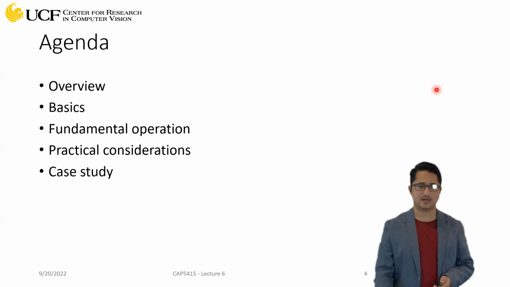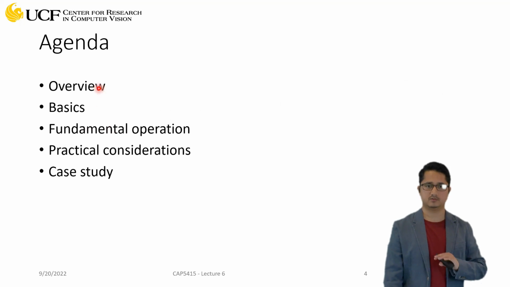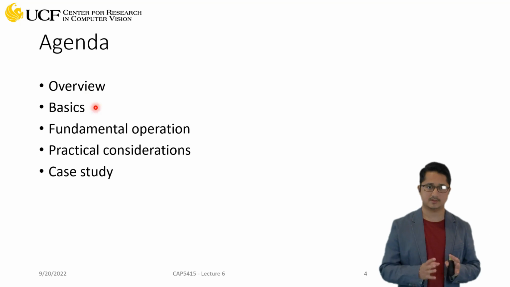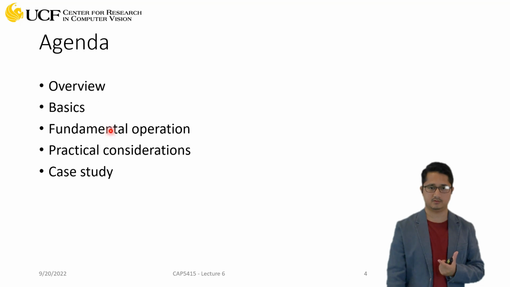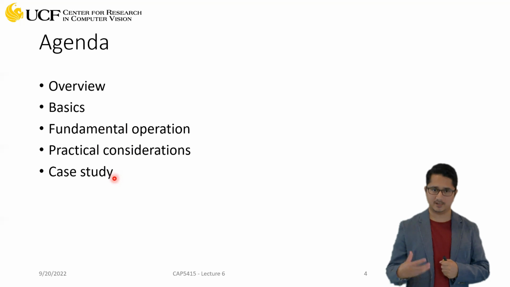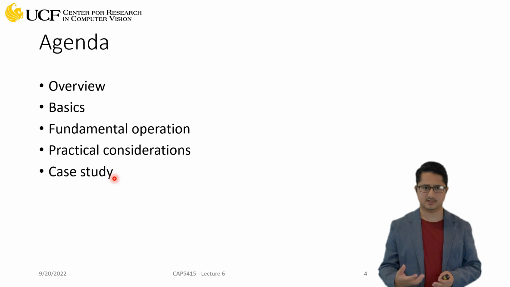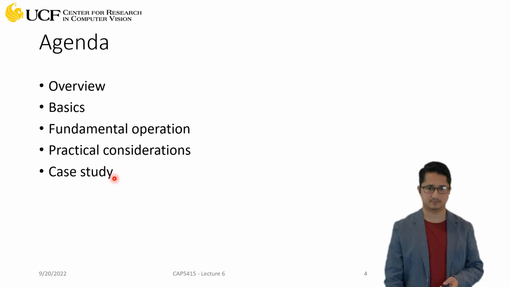So in the agenda, first we will talk about an overview to give you some high-level idea of where these CNNs are used. Then we'll go through some of the basics which we have already covered in past lectures, but which are relevant to this topic. Then we will jump into the fundamental operation, which is the convolution operation, or you can say correlation operation. Then some practical considerations, things you should be aware of when designing a neural network. And finally, a case study where we'll take a well-known CNN architecture and try to understand how it works and what the different components are.